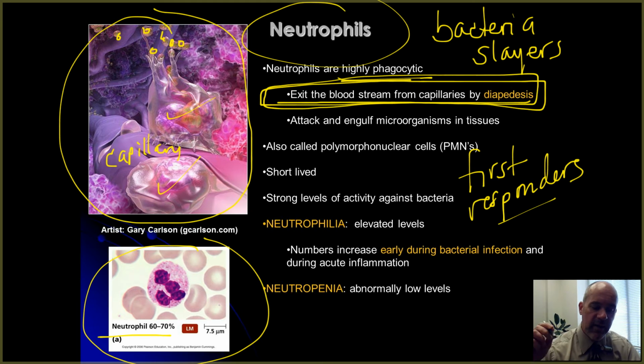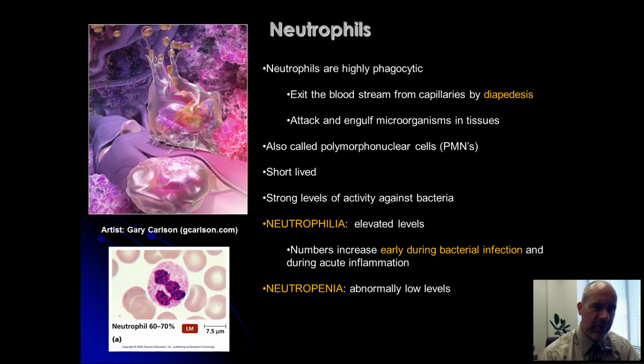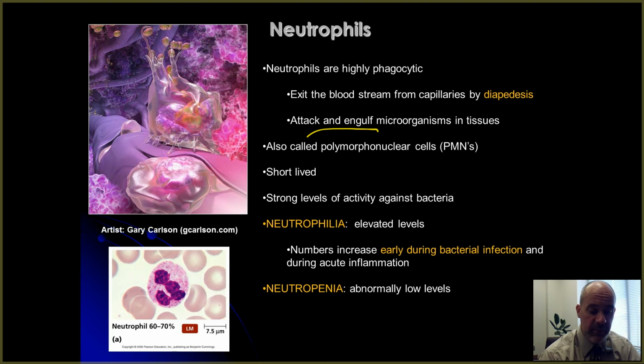And once they do that, these types of cells are programmed to start engulfing microorganisms right away, but they're especially good at engulfing and doing phagocytosis on bacteria. So if you don't learn anything else about neutrophils, which you should, the key thing to keep in mind is that they're bacteria slayers. They love to phagocytose bacteria, and they're your first responders. They swarm in first.